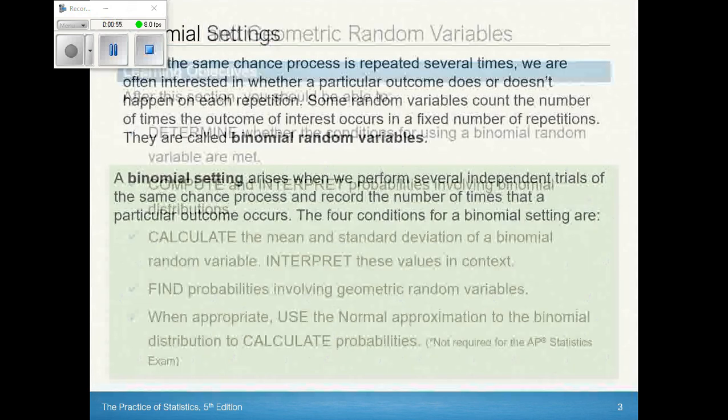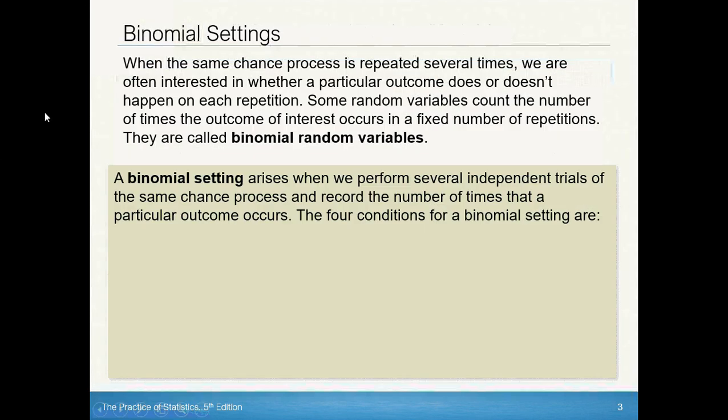So what does all that mean? Well, a binomial setting, a binomial variable, is when the same chance process repeats several times, and all we're interested in is whether we have a particular outcome or not. Frequently, that outcome is called a success, and a binomial random variable will count how many times that success happened. So more formally, in this green box here, it says a binomial setting arises when we perform several independent trials of the same chance process, and we record the number of times a particular outcome occurs.